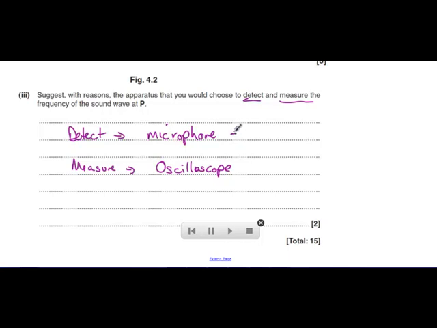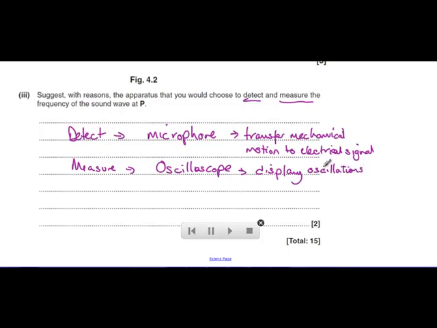So the microphone is to transfer mechanical motion to an electrical signal, and this one is to display oscillations over time, over a time period, to measure frequency.